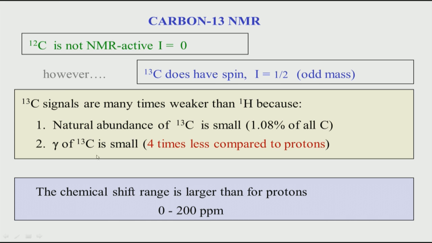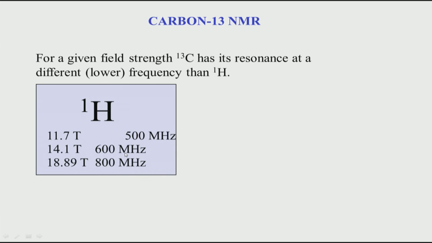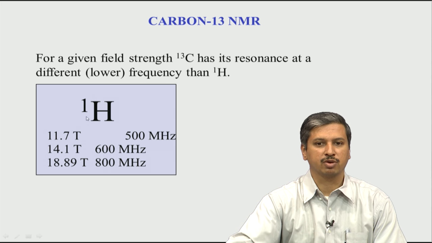So, remember, the carbon gamma is now small. So, we have to look at how the frequency changes with respect to proton. This is shown here. Let us say we have a spectrometer which is operating at 500 megahertz, then the magnetic field for that corresponds to this value.